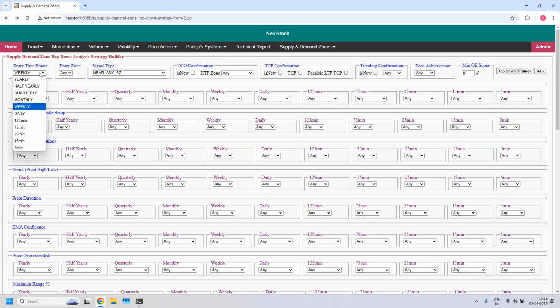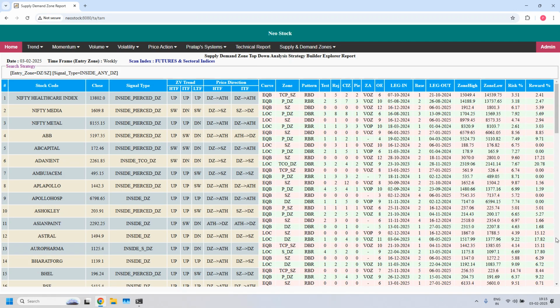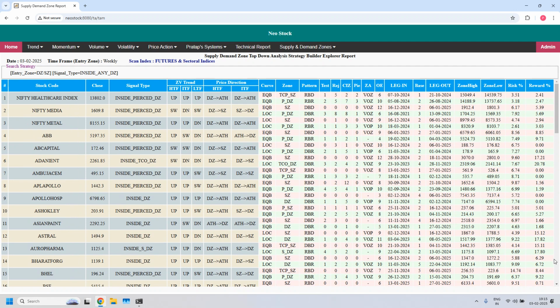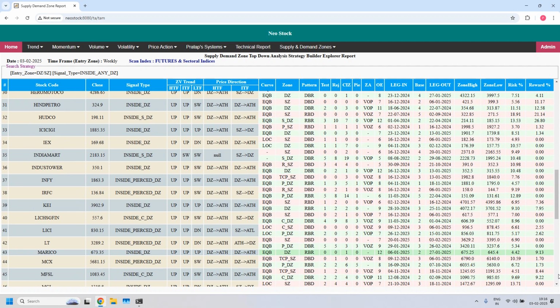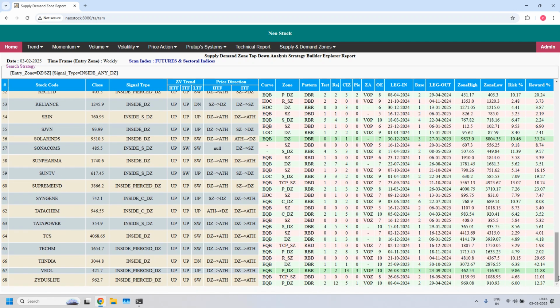Next, weekly time frame. Price closed inside the weekly demand zone. We got 68 stocks. And the first 15 stocks in the list. Let me scroll the list down quickly. So 68 stocks. Out of these 68 weekly demand zones, how many weekly demand zones are having weekly EMA Confluence?